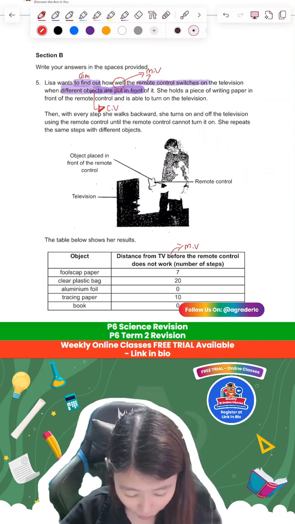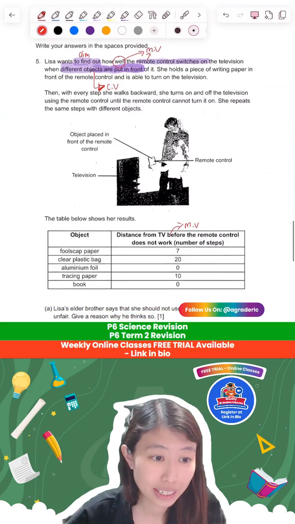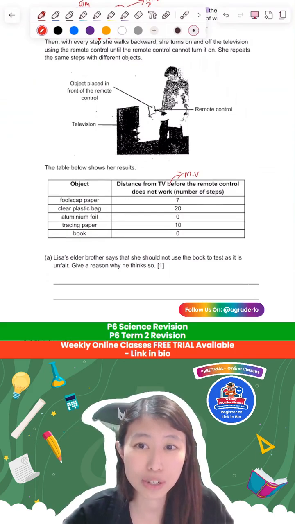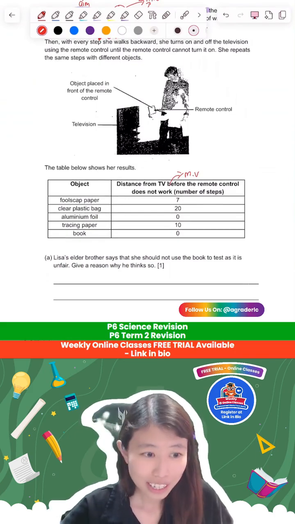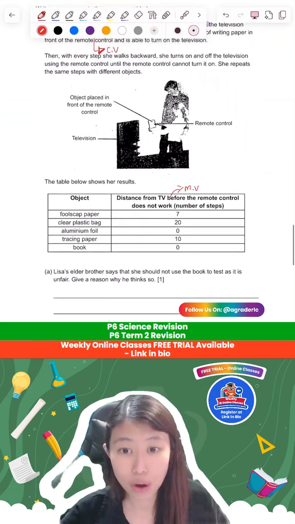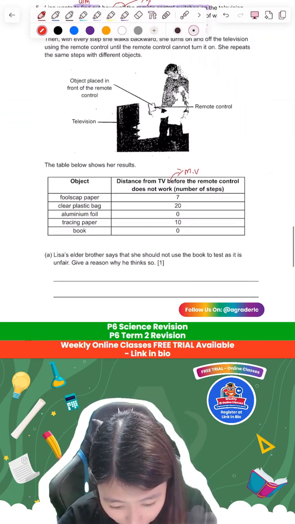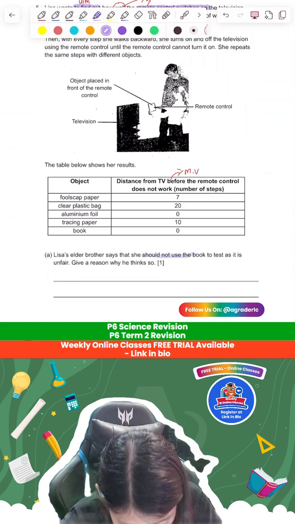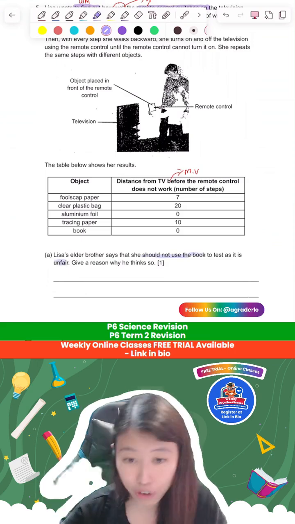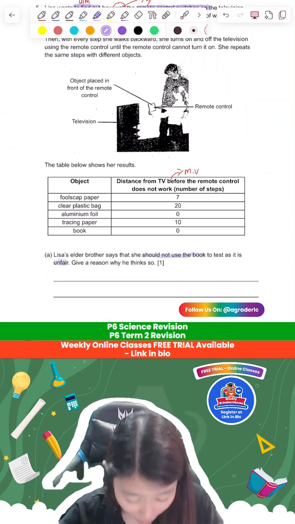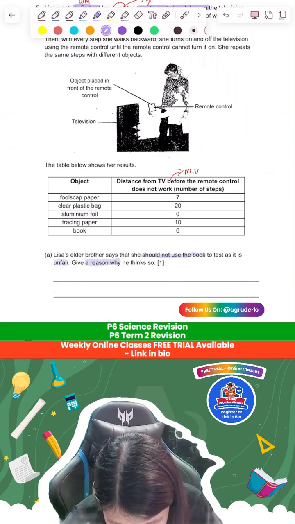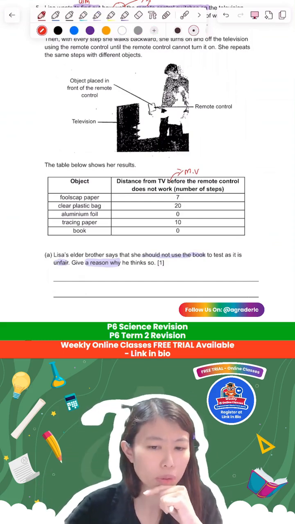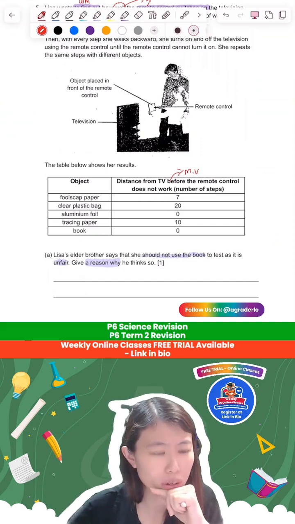So for this, let's look at A. Very good. Yes, it's the objects. Very good, everybody. Those of you who sent in objects, you got it correct. Now for A, it says that Lisa's elder brother says that she should not use the book to test as it is an unfair experiment. Give a reason why he thinks so. What do you all think? Why did he say she cannot use the book? The experiment is not fair anymore. Why?